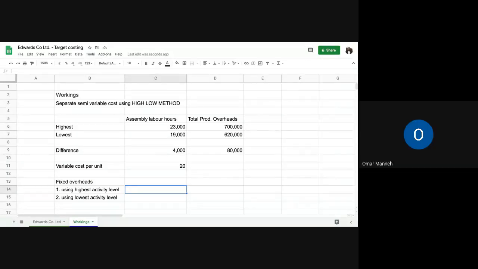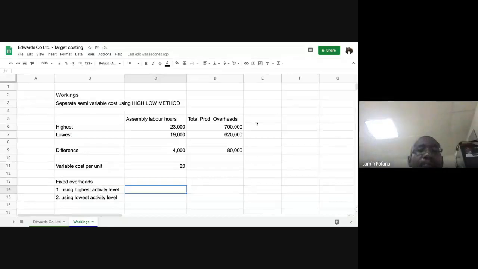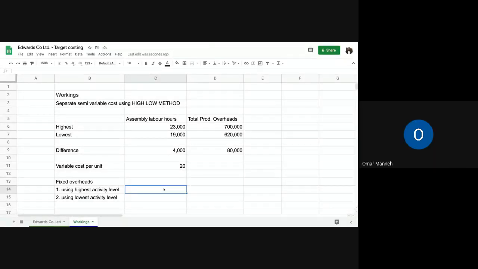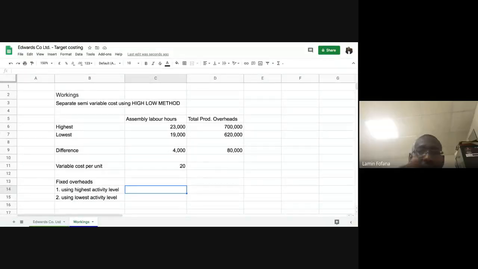Let me try. Yes, try. For the lowest, you can take the 620,000. Okay, you want to start with lowest. Okay, I just come here. Okay, so just show me.